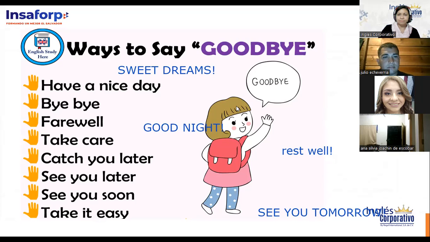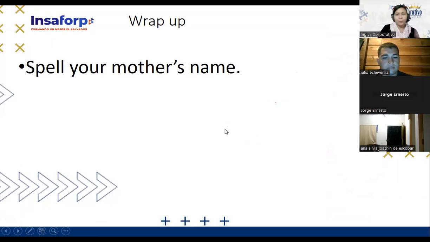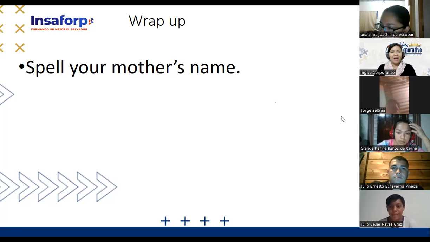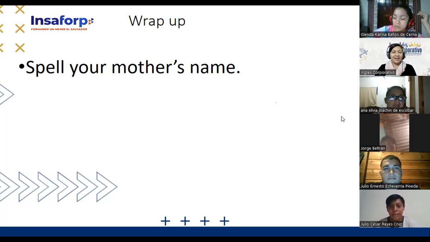Ok, people. Wrap up. Spell your mother's name. Ok. Let's see. Volunteers to spell your mother's name. My mother's name is Julia. And it's spelled J-U-L-I-A. A volunteer to spell your mother's name. Karina? My mother's name is Flor. It's spelled F-L-O-R. Excellent. Good job.